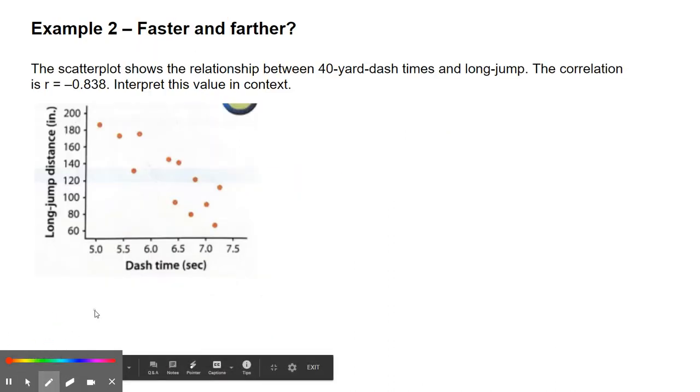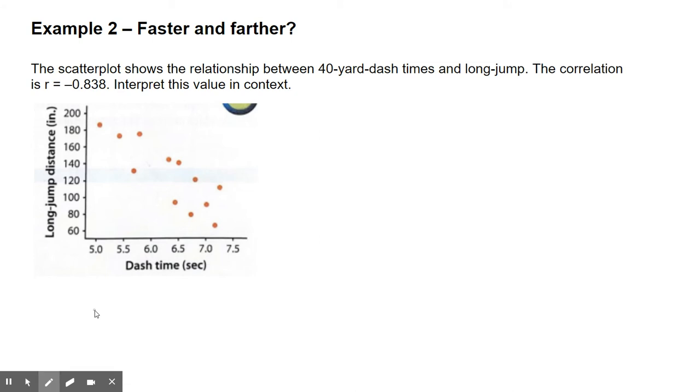Okay, so here's our example 2, faster and farther. The scatter plot shows a relationship between 40-yard dash times and long jump. The correlation is R equals -0.838. Interpret this value in context. So again, this word interpret is very important.